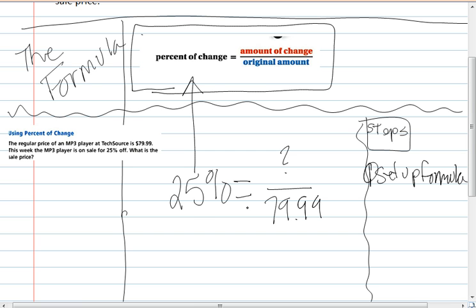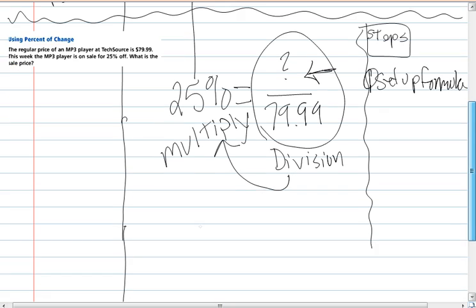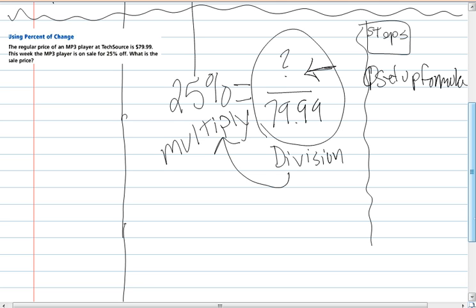So on this side of my equal sign, I have a division problem. This is telling me that some number divided by 79.99 equals 25%. But I've got to figure out what that some number is. So what is the opposite of division? Multiplication. Alrighty, so that means I'm going to take 79.99 times 25%.